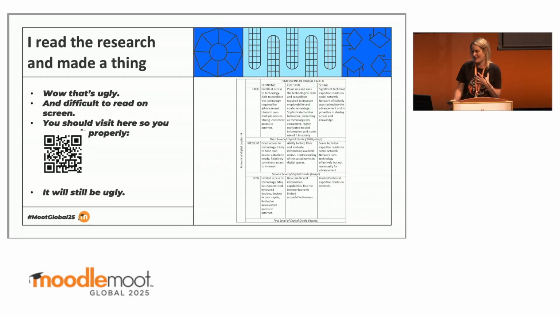This is my framework for understanding digital capital. What I've done here is try to draw together the different dimensions of digital capital so you can start to see the difference between a learner with a lot of it and a learner who doesn't have very much of it. I'll talk you through what that means in a moment. You can also, on that QR code, access all of the long list of resources and things that I looked at if you'd like to do a bit more digging.